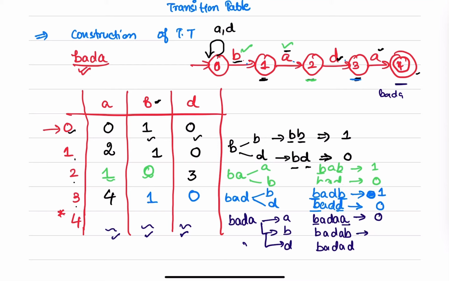Those who don't know the concept of prefix table can check the previous videos. We have seen how to calculate prefix values. Now here B matches with B, yes, BA doesn't match with AB, BAD doesn't match with DAB. So only one, I guess, right? And here B doesn't match with D, so we don't need to check it because prefix is not matching with suffix, therefore do not check. So 0, 1, 0, right? So this is the complete transition table which we have constructed.